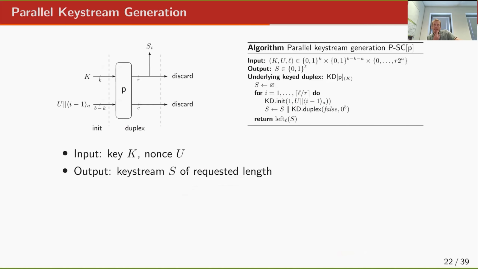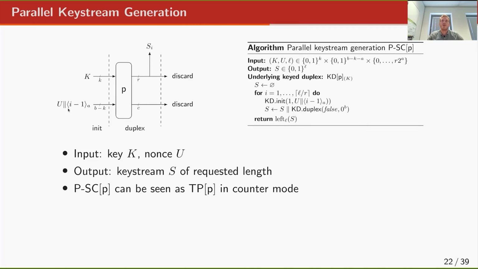So I call it parallel keystream generation. We have a key, we have a nonce u, a unique value u. It gives you a key stream of the requested length. This is not an interesting use case. It's just the truncated permutation put into counter mode.